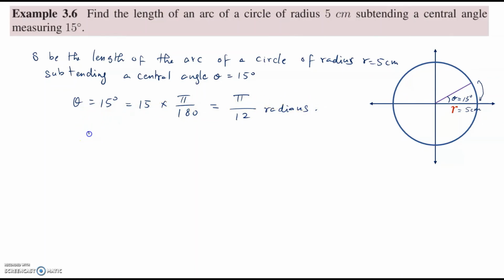And our S is equal to r theta, where theta is given in radians. So our S is now equal to, r is 5 and our theta is pi by 12. So the answer is 5 pi by 12 centimeters.